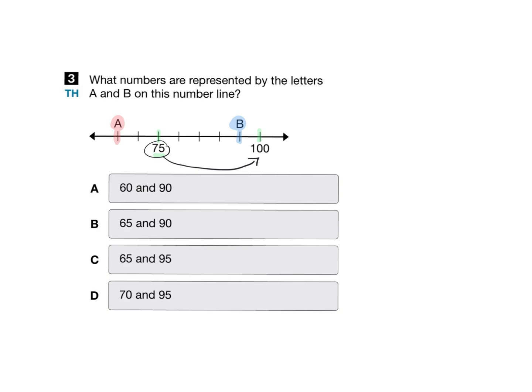We have to figure out how we can get from 75 to 100. So what if we counted by ones? Let's see. 75. What's 1 after 75? 76. Then 77, 78, 79, and then 80. Does that work? No, that doesn't work. Let's try counting by twos. So what's 2 more than 75? 77, 79, 81, 83, 85. Does that work? No. What's another number we could try?